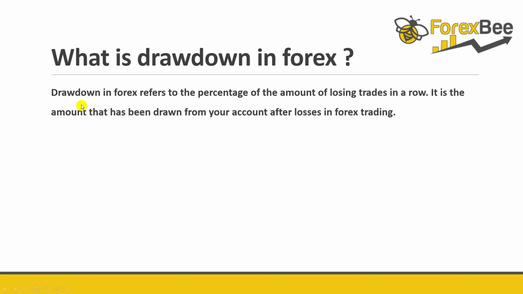So drawdown basically means, let's say you have a trading account and you deposit some funds into that account. Whenever you open any position, there are two possibilities. The trade can either go in profit or it can go in loss. So the drawdown is basically the amount of losing trades that happen in your account after opening the position, and it gives you an idea of how successful your strategy winning percentage is.